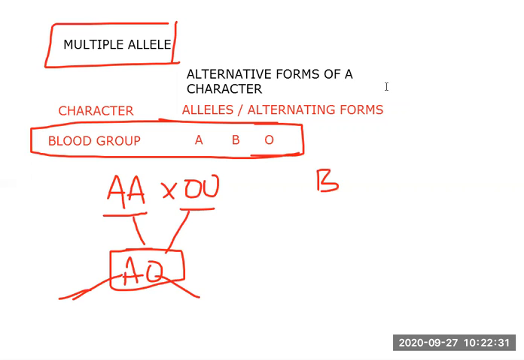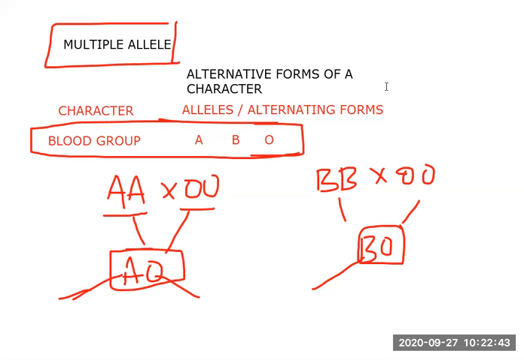Next, B. When B is crossed with O, in the offspring the children are all with B blood group. So what we can understand, B is the dominant allele and O is the recessive allele. So in this particular concept, we can say it is following Mendel's law of dominance. So the first thing is over.